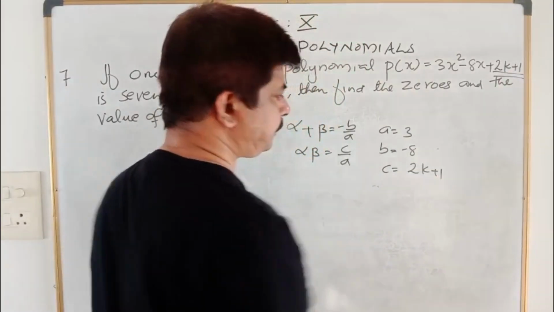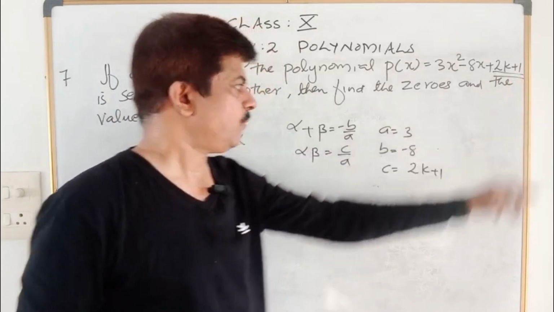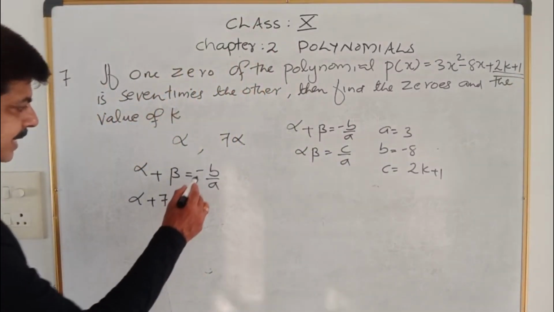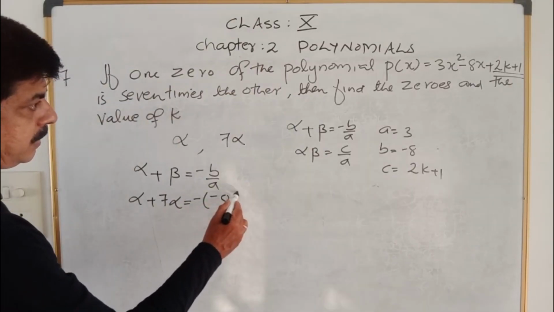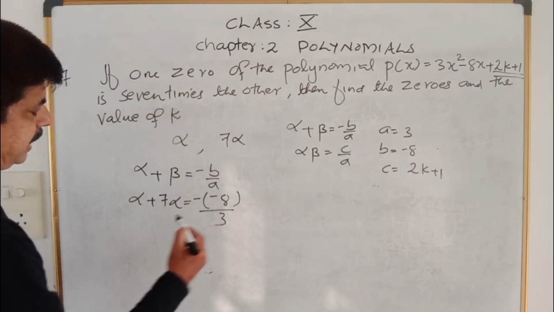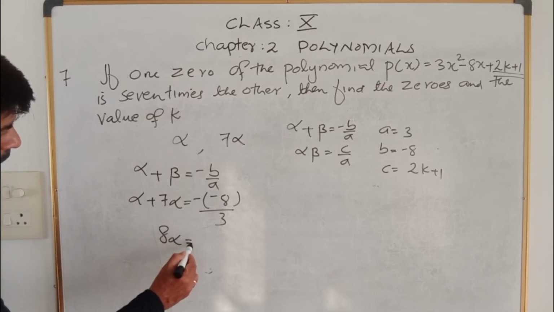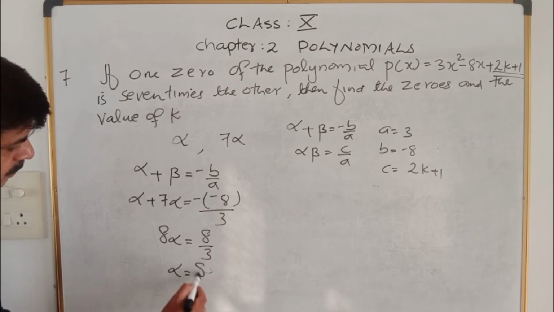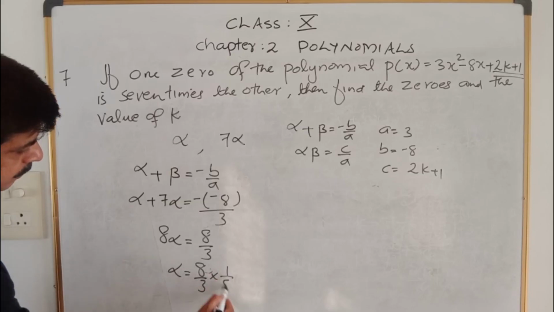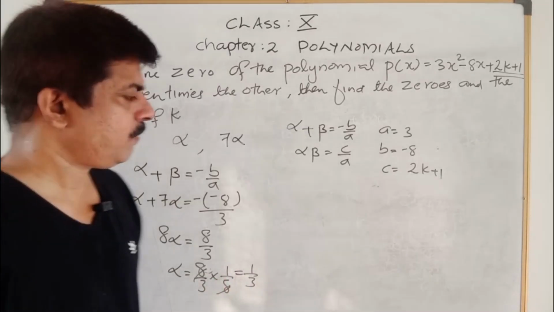The constant value will be taken. See, the c value is equal to 2k plus 1. Now we will substitute b by negative of negative 8 by 3. We find the sum of alpha and 7 alpha, which is 8 alpha equal to 8 by 3. Alpha is equal to 8 by 3 into 1 by 8. So 8 is cancelled, and we got the value of alpha as 1 by 3.